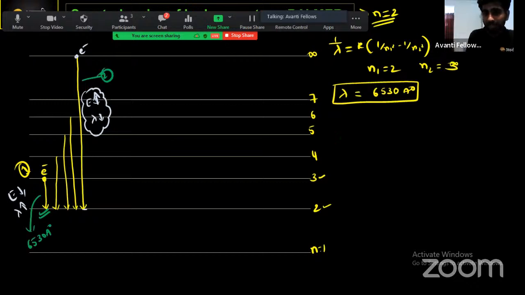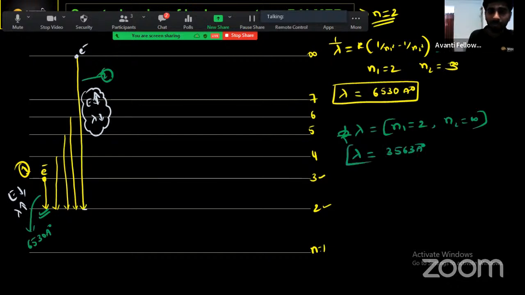But in a similar way, next is the second case. To calculate the second case, for 1 by lambda, here you need to take n1 value equal to 2, but n2 value you need to take infinity for the same equation. At this situation you will get the lambda value around 3653 angstrom. Means in the second case, the transition from infinity to the n=2 state gives the 3653 angstrom wavelength.